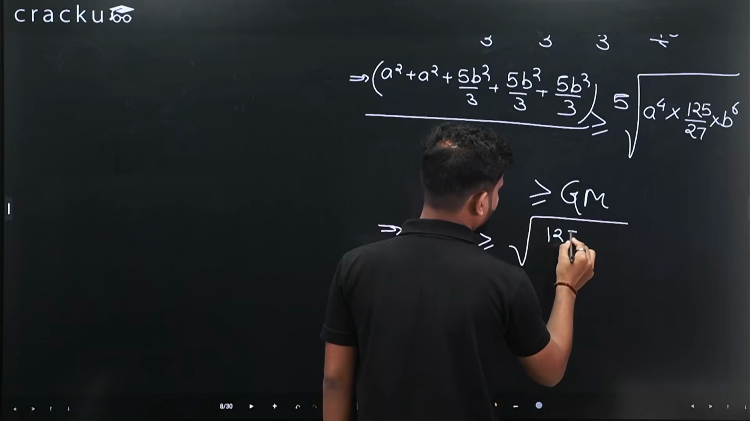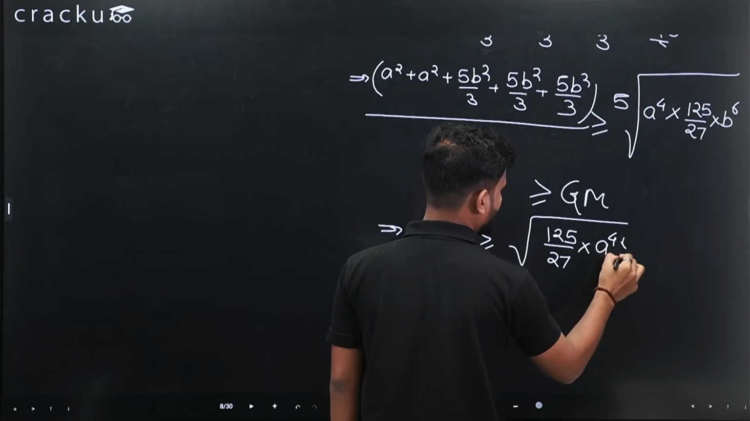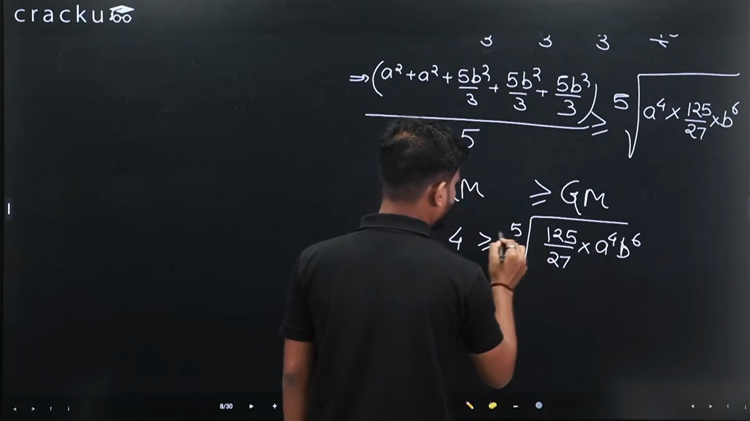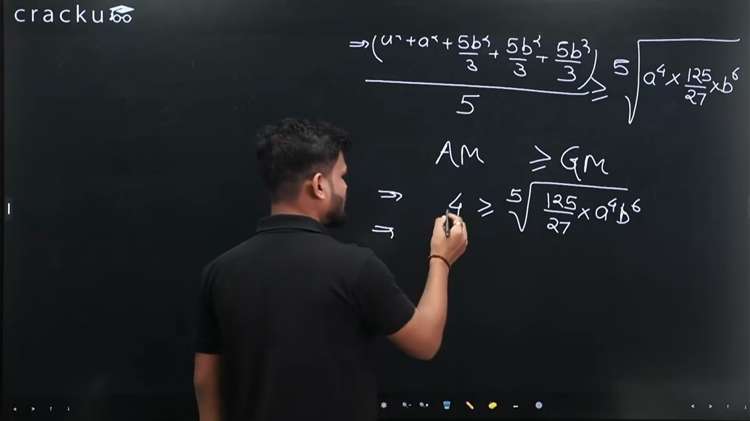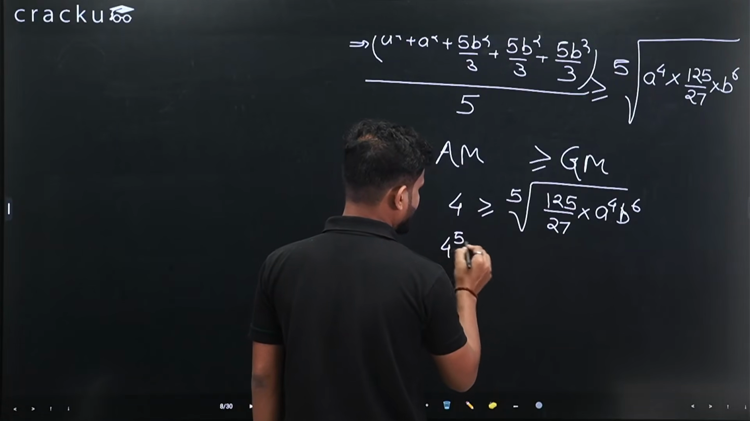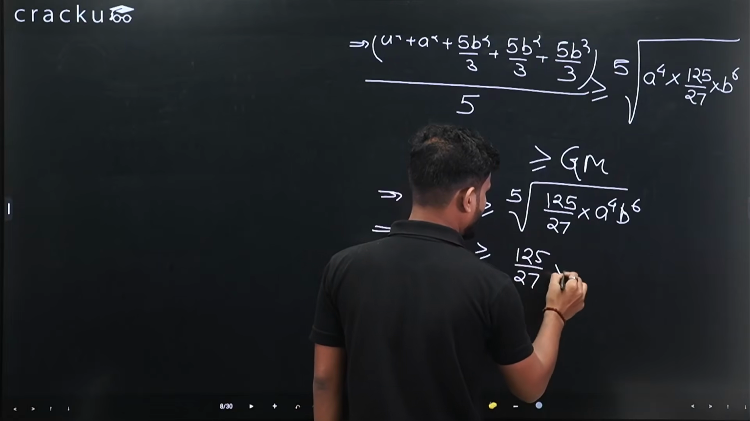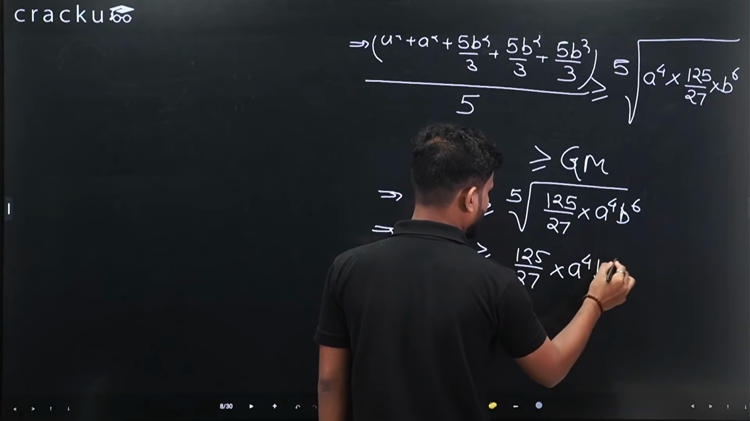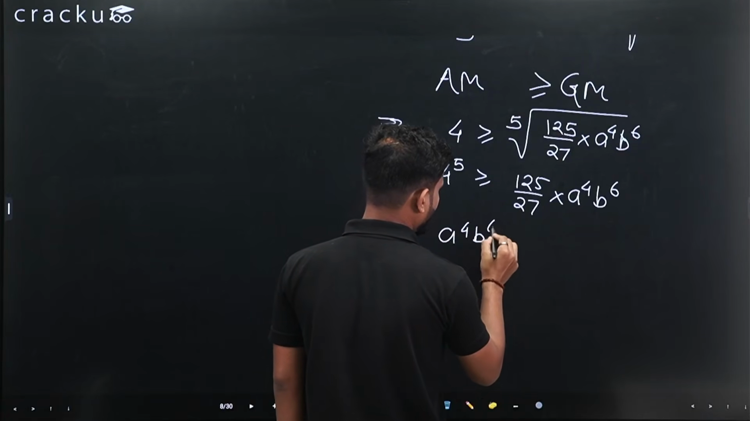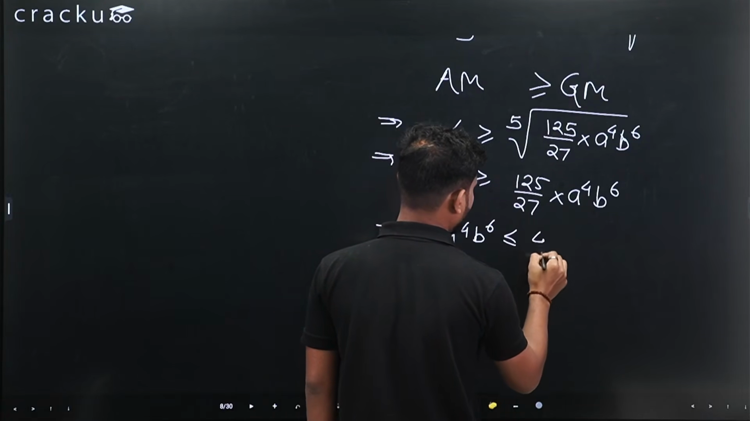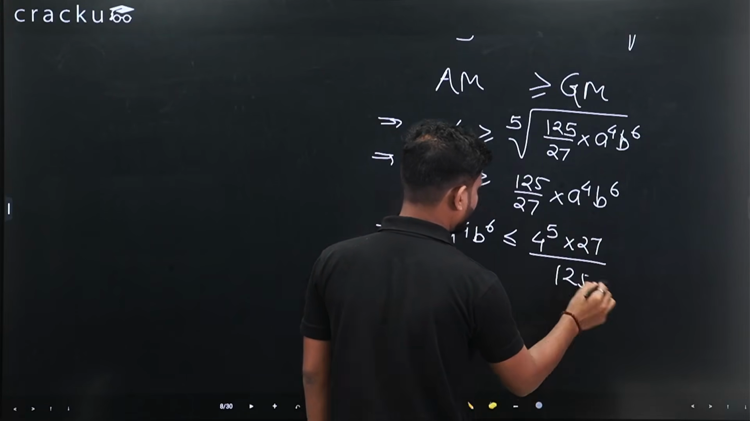It is greater than or equal to 125 by 27 into a raised to 4 into b raised to 6, and this is the fifth root. Now raise both sides to the power 5. So 4 raised to 5 is greater than or equal to 125 by 27 into a raised to 4 into b raised to 6, or I can say a raised to 4 into b raised to 6 is less than or equal to 4 raised to 5 into 27 divided by 125.